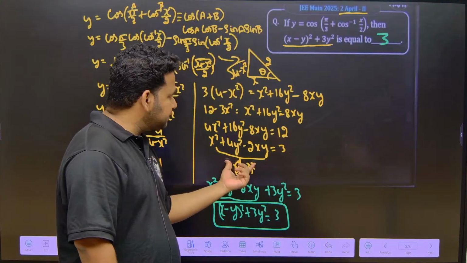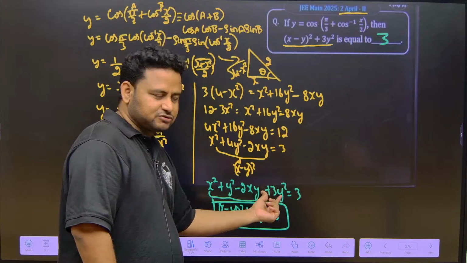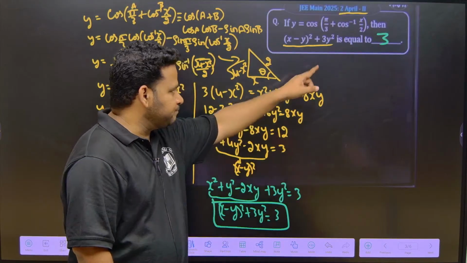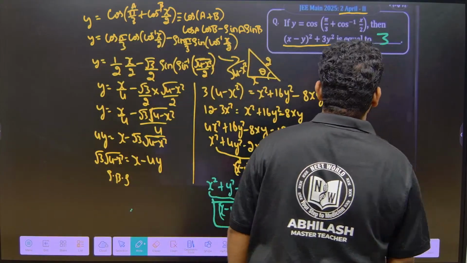But you want x minus y whole square. So 1 y square I will take, and the remaining y square I will keep as 3 plus 3y square. That is what they are asking. So x minus y whole square plus 3y square is equal to 3. This is a numerical value based question, from 2nd April. The answer is 3.